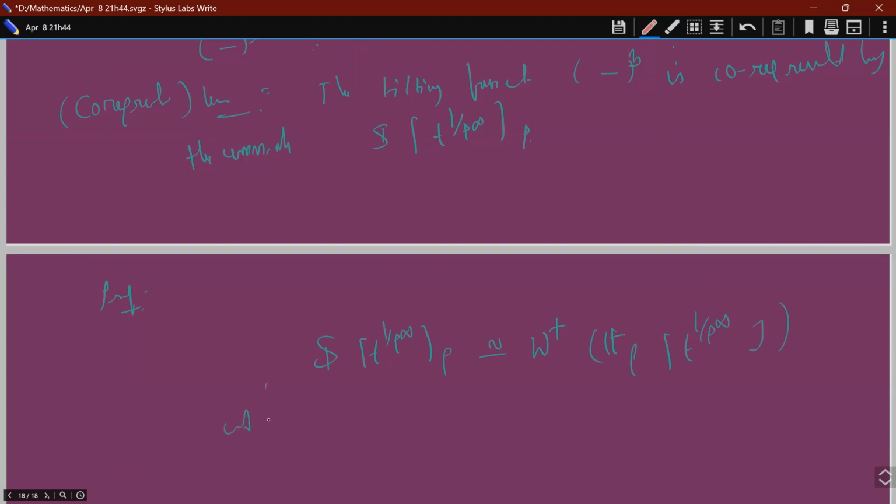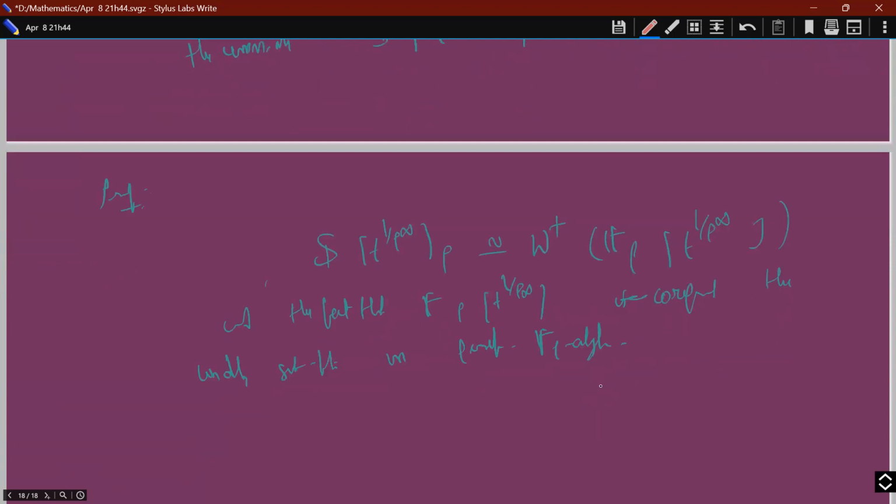Right. So using this and the elementary fact that this represents the underlying perfect free algebras. Right. So that is it.